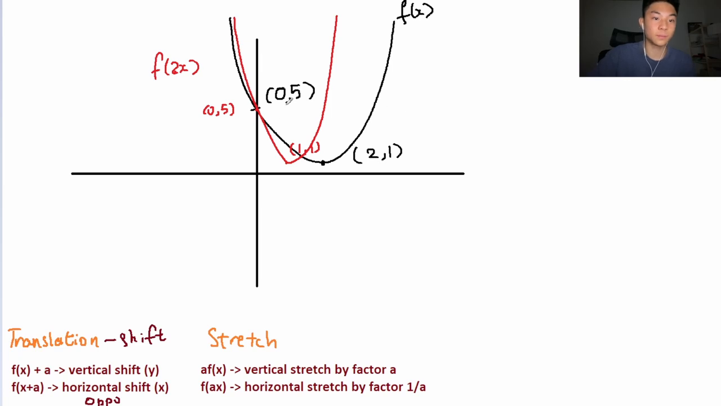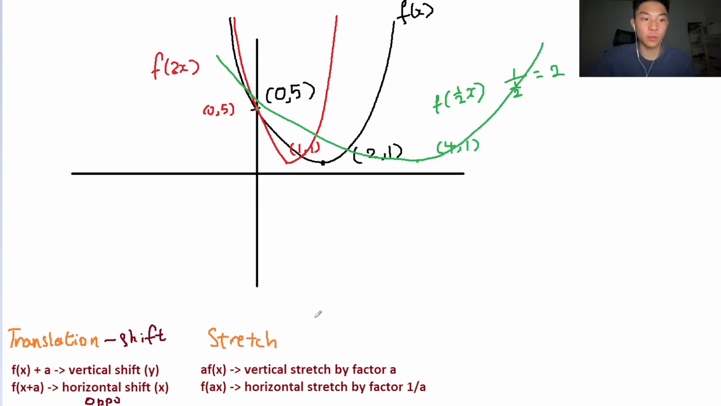So now, let's say I have f of half x. So what that means is that we're going to multiply our x coordinate by a factor of 1 over whatever number is inside. So 1 over 1 over 2 is just equal to 2. So we're going to multiply our 0 by 2, so we still get (0, 5). And then my 2 by 2, so I get (4, 1). So my new graph will look something like this.